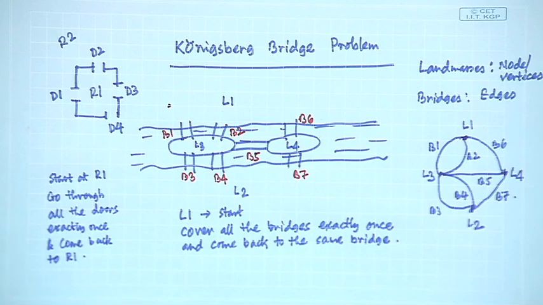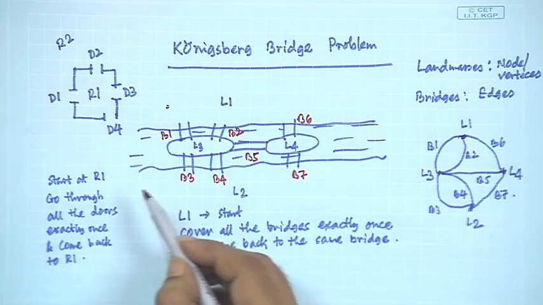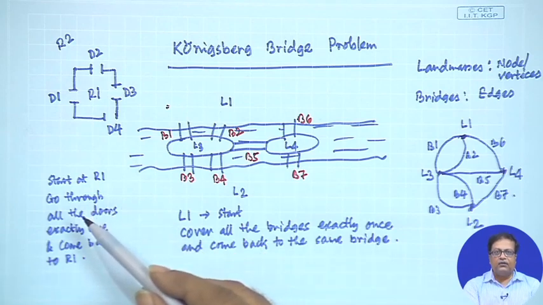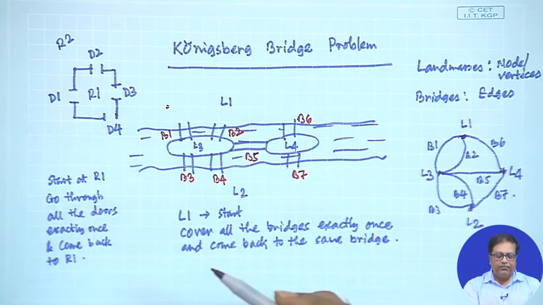So, this is the problem: can we start at room 1, go through all the doors exactly once and come back to R1? Is it practically possible, right? So, in graph theoretic language, how is it looking? What should be the graph for this particular problem, right?